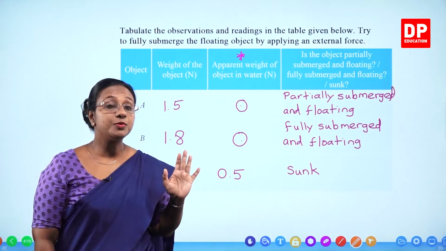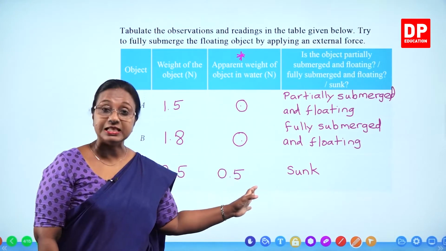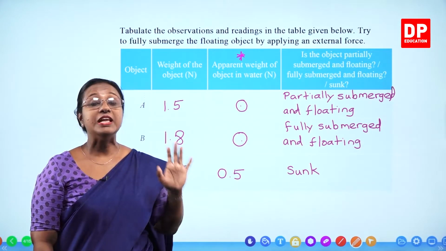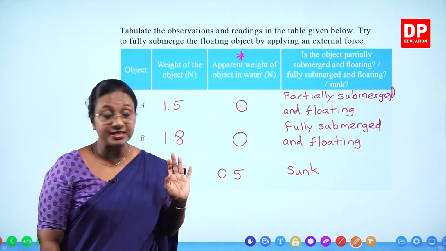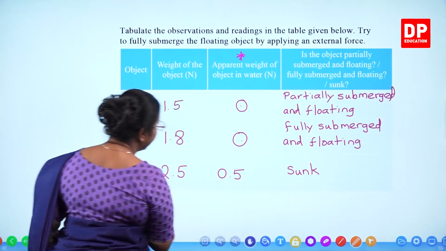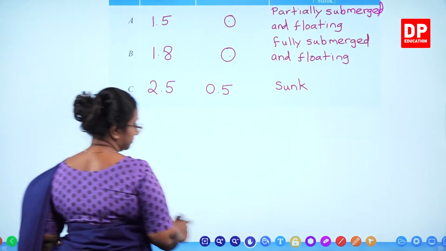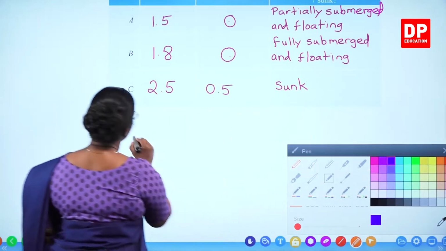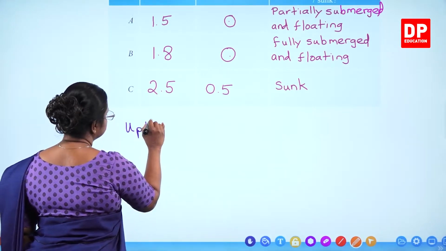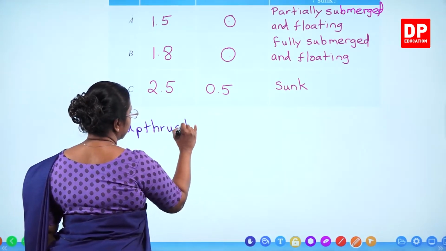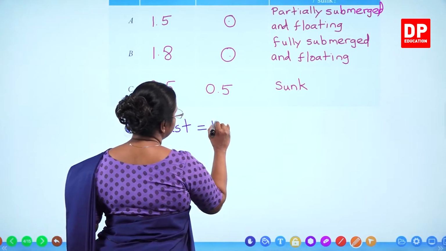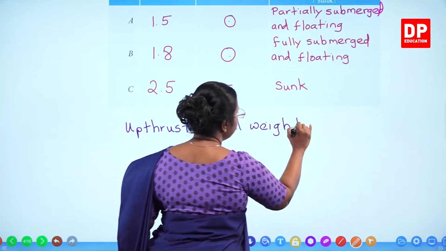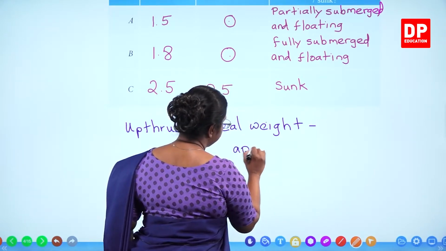So, what are we supposed to do next? We need to fill in the table that is given in the next slide. It's given in your textbook also. We need to calculate the upthrust as well. So, how do we calculate upthrust? You can remember, students, upthrust is equal to what? Real weight or weight in air, I told you all, minus apparent weight.